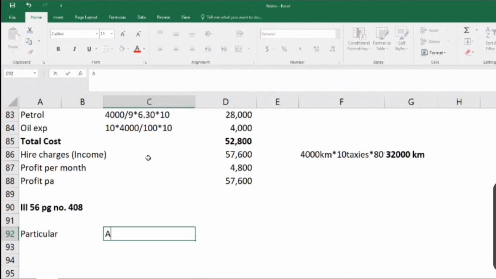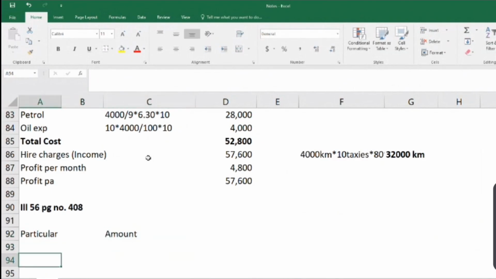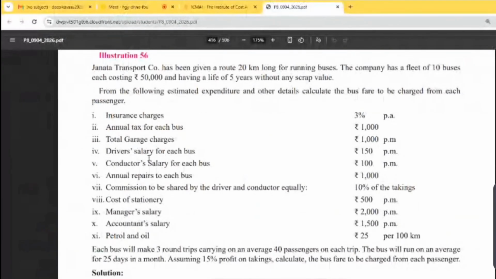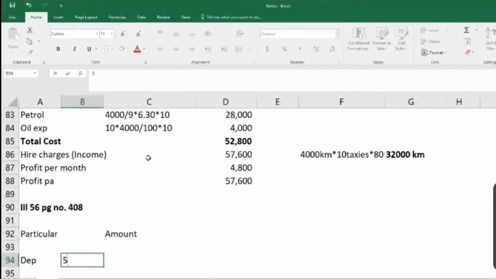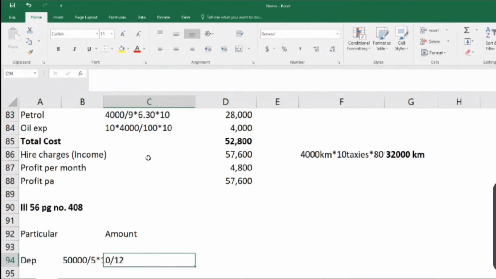Particulars, amount. Okay, so here first we will calculate the depreciation cost. How will we calculate depreciation? 50,000 rupees, estimated life is 5 years, no scrap value, into number of buses is 10. So you will get a depreciation per annum. You want a depreciation per month, so you will be dividing by 12. 50,000 your cost divided by estimated life is 5 into your number of buses is 10 divided by 12. So you will get a depreciation cost of 8,333.3.